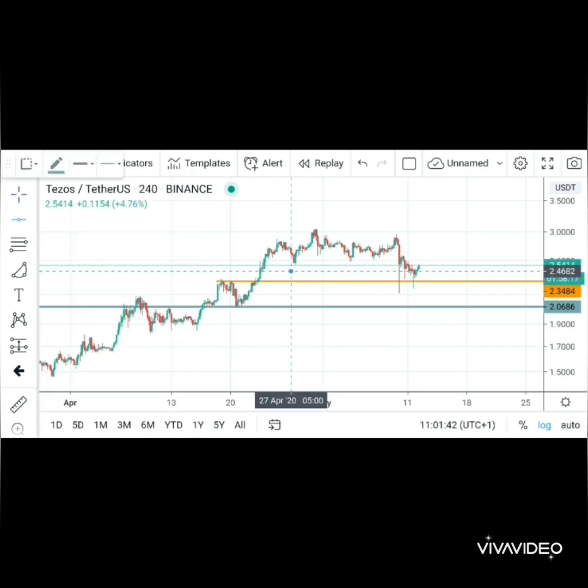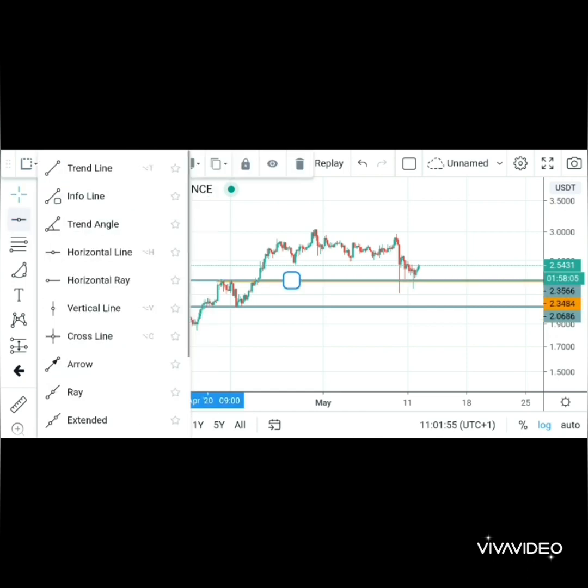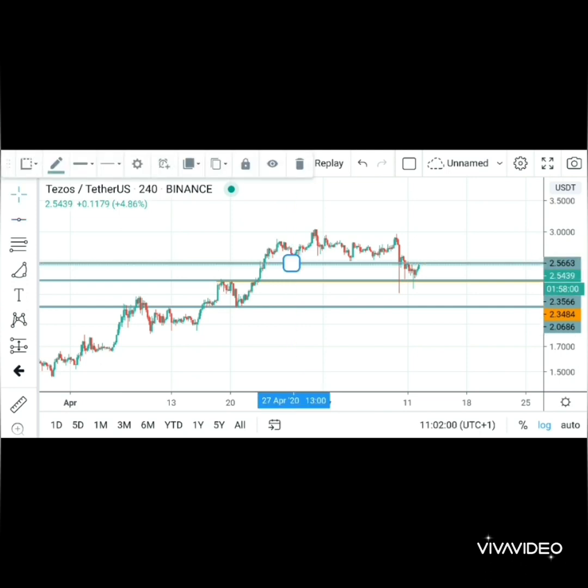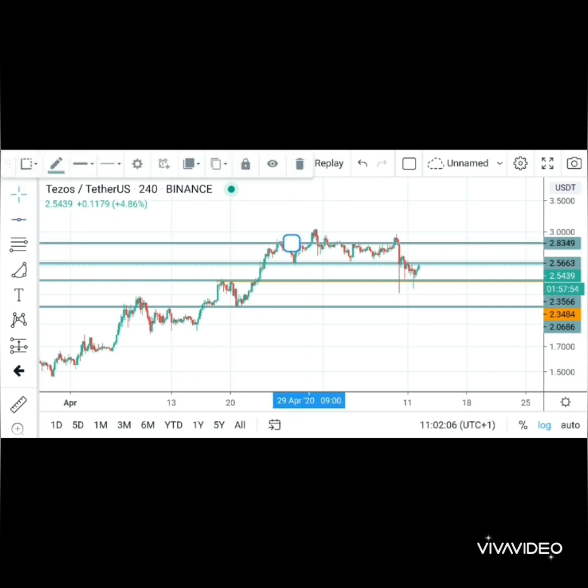So you can see, let's add another. You can use any one of them. So let me just use... you can see. So you just look for your major swing points. I'm going to show you more how to draw this later on. So that's it about support and resistance.